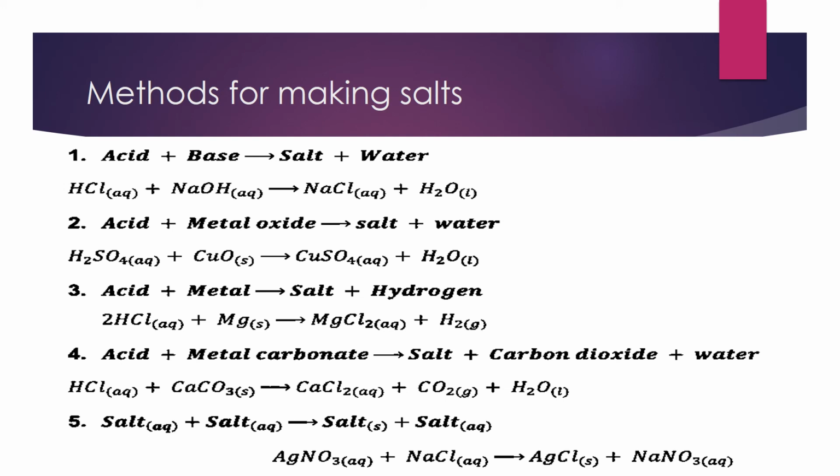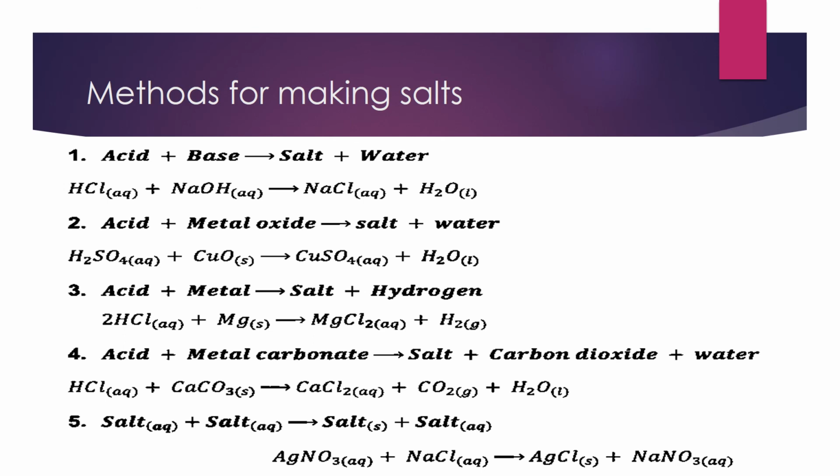Here a few methods are given for salt making. First one is the typical neutralization reaction, in which an acid reacts with a base and the product is salt and water. An example of this is hydrogen chloride reacting with sodium hydroxide and the product is sodium chloride and water. Second is when an acid reacts with a metal oxide, then the product is again salt and water.